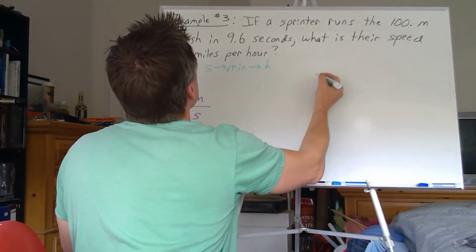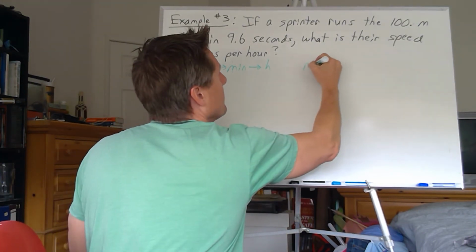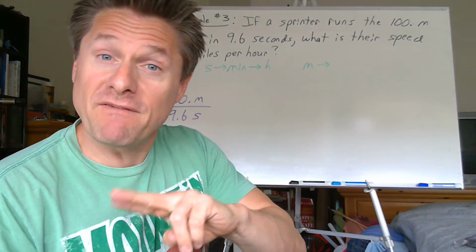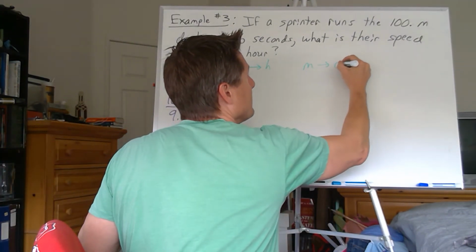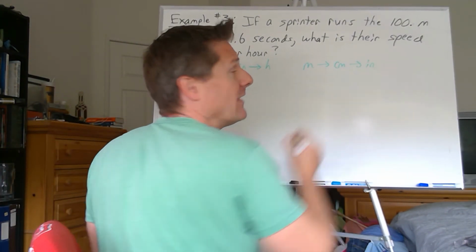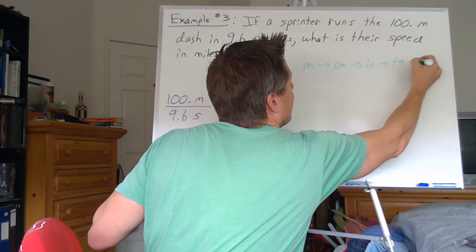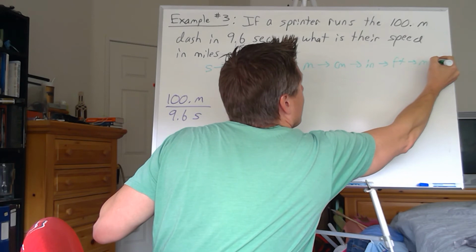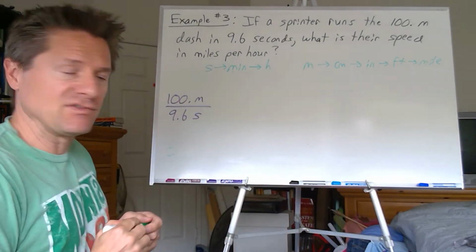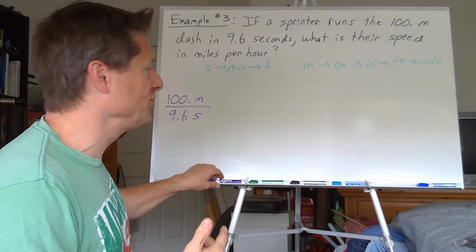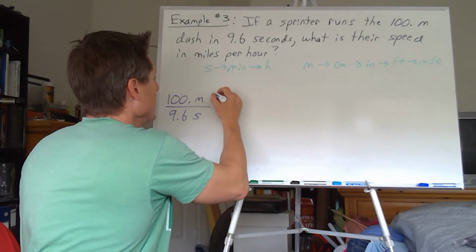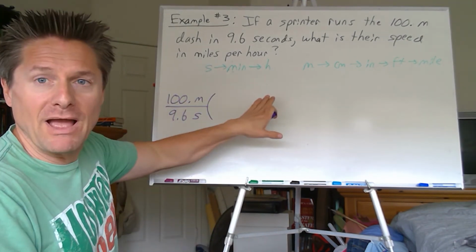And then we're going to go from, what's our meters? Now remember, there's the 2.54 centimeters per inch. So let's go to centimeters and then to inches, inches to feet, and then feet to miles. So these are the two separate ones we're doing, but we'll do it all in one chain. Okay? So let's convert. You can do meters to miles first or seconds.